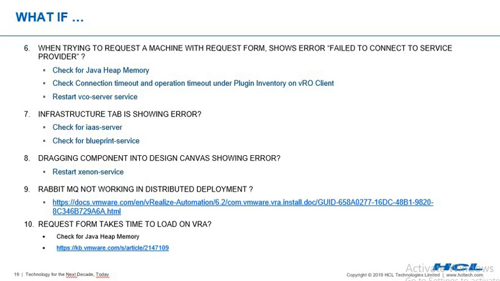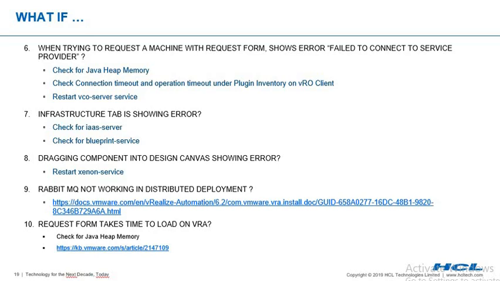The sixth question is, when trying to request a machine with your request form, it shows an error: failed to connect to service provider. Now this error occurs whenever your Java heap memory is full. So what we need to do is, first we need to clear up the Java heap memory and we need to expand the Java heap memory. Now the recommended RAM or the memory as per VMware documentation is 18 GB for VRA and 2.5 GB for VRO.